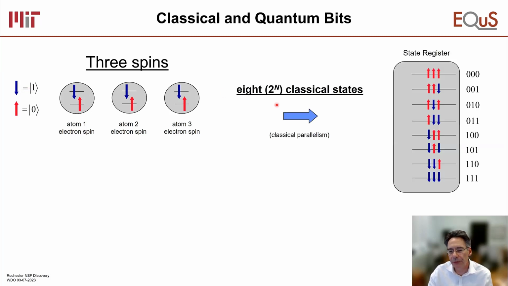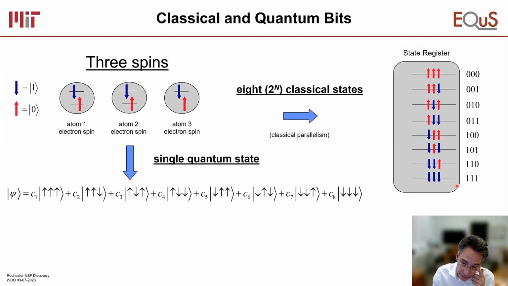Now, as we said, we can form 2 to the n unique states with this classically. So that's 2 to the third, or 8 states. And we can even write them in a state register shown here, from up, up, up to all spins down, down, down. And if we associate the number with them, that's 0, 0, 0 down to 1, 1, 1. Okay, this is all classical at this point.